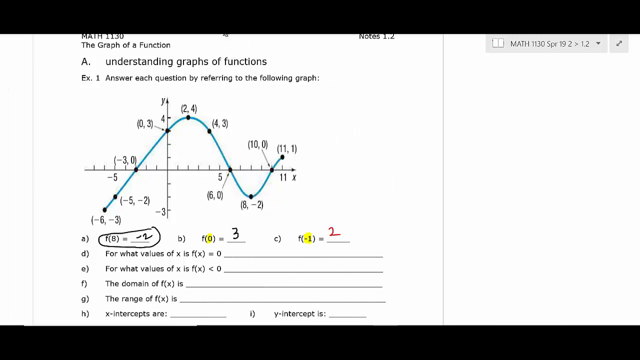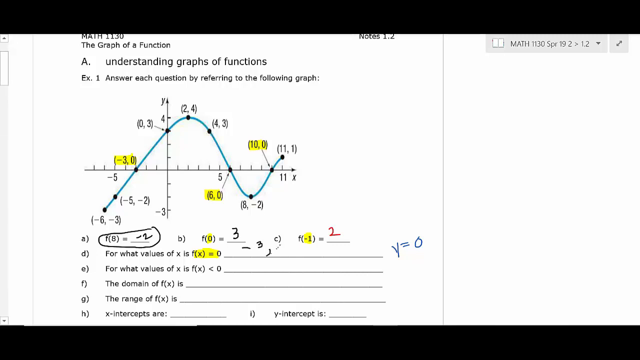The next thing that I want to look at, and again, these are just questions to see how well you understand the graph: for what values of x is f of x 0? So what does that mean? That means find on the graph every place where y is 0, and then just find those x values. There's a place where y is 0, here's a place, and there's a place there. So what are the answers? X values -3, 6, and 10. That's just the interpretation.